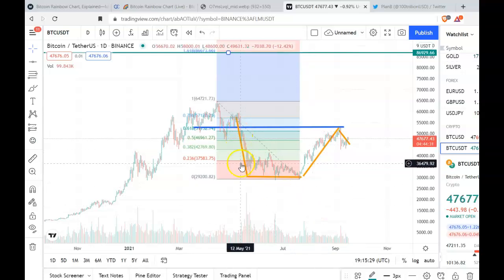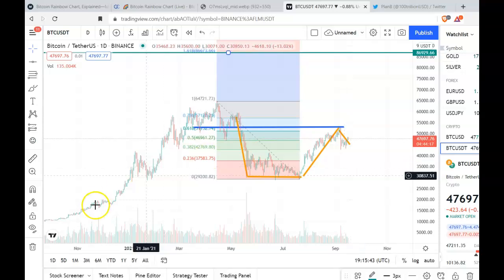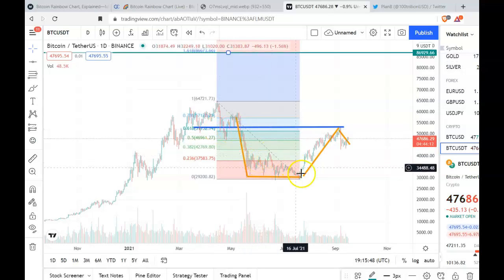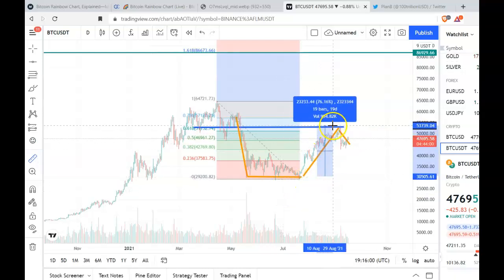I also kind of eyeballed this, and I see somewhat of a cup with handle. Now you can see other different patterns here too on the big picture. The problem with trying to see patterns is that you can see other things. So you can see sort of a head and shoulders here. Like there's the left shoulder, the head, and then sort of a right shoulder. Maybe not so much. But if you said that this was a cup with handle and you measure this according to a cup with handle, you go from 30,000 up to 53,000, which is the neckline of the cup.